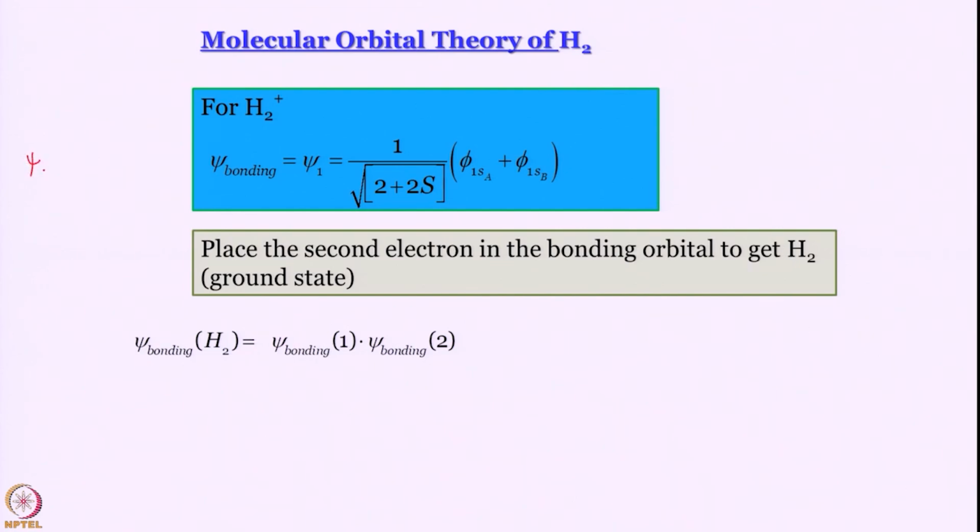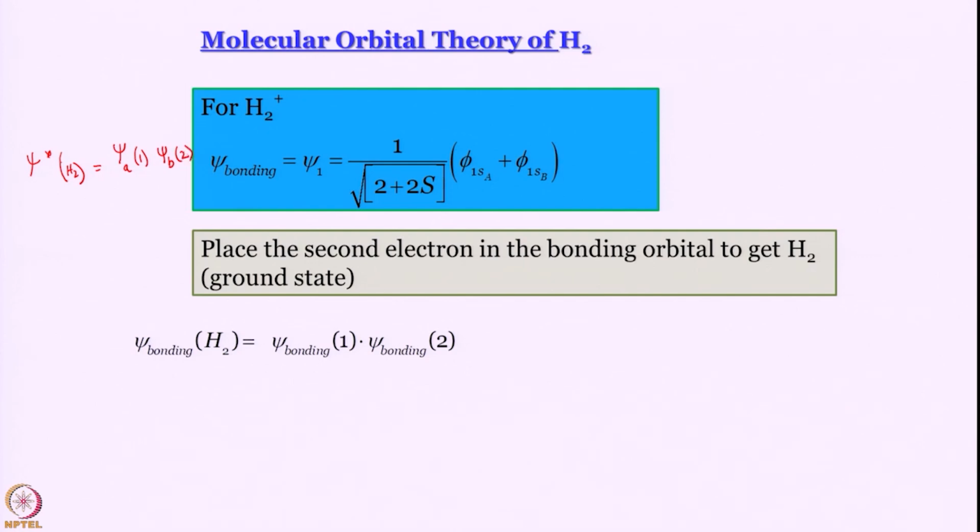Psi anti-bonding, I will just write psi A. H2 excited state, or rather I can write psi star H2, that is going to be, I will keep this A for later. I will write psi anti-bonding 1 multiplied by psi bonding 2. But see, that is not going to be enough.